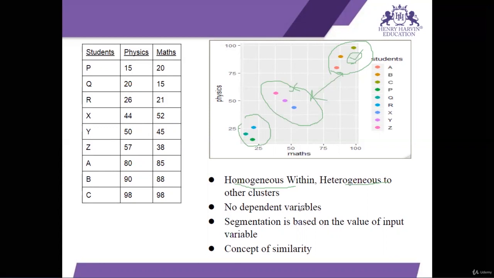There should be no dependent variable. No dependent variable means we are not predicting anything here, but we are grouping a data set into different clusters based upon a set or a function. That means based on similarities we are creating groups. We are not predicting any of our variables here. Then segmentation is based on the value of input variables and the concept of similarity. So this is what we were talking about, that based on the similarity concept, segmentation is done for the data set.